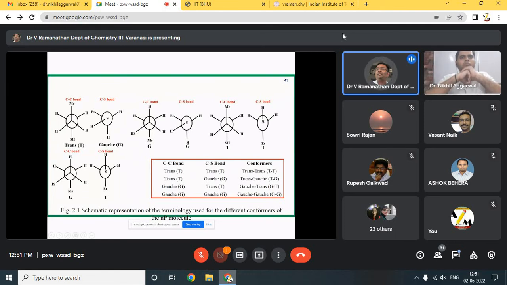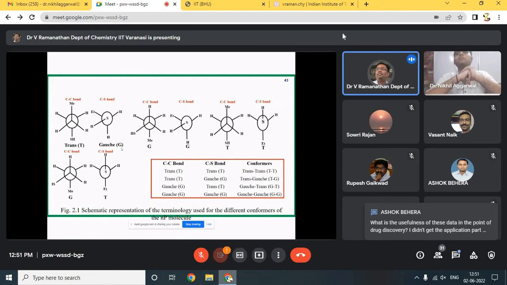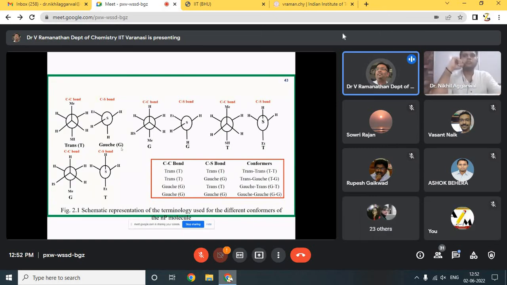So if you have a conformer saying TG, you should understand it as trans with respect to CC bond and gauche with respect to CS bond. If the nomenclature of the conformer is GG, you should understand it as gauche with respect to both CC bond as well as CS bond. Likewise, I have given you all the possibilities here.